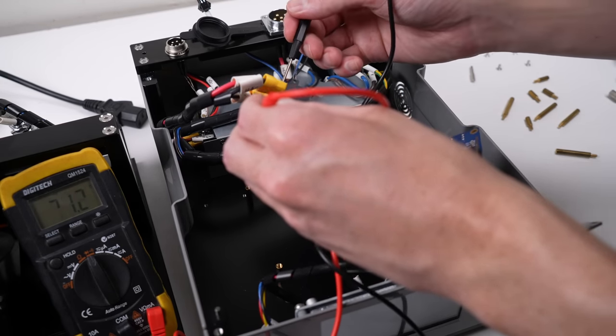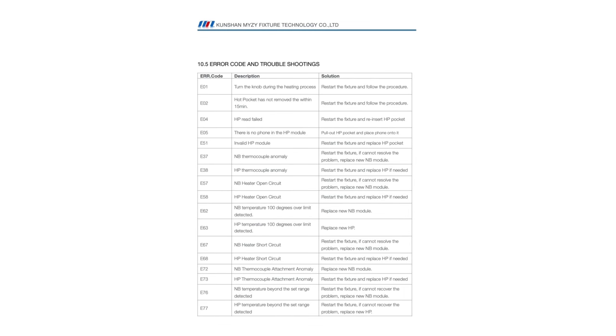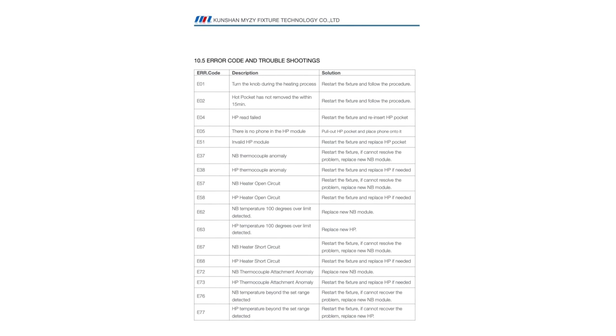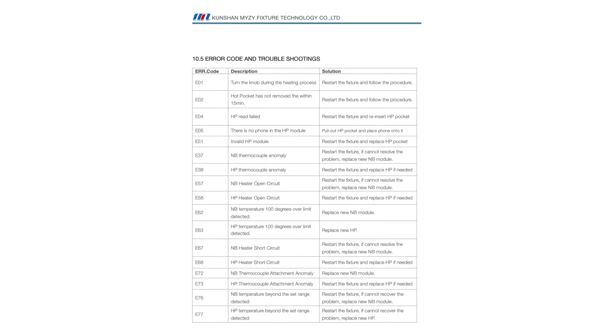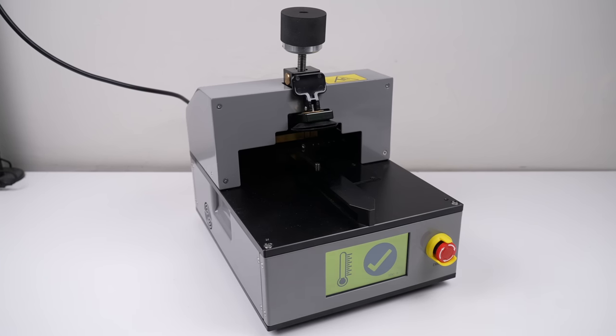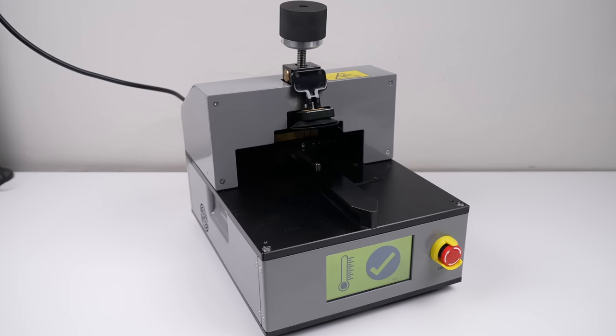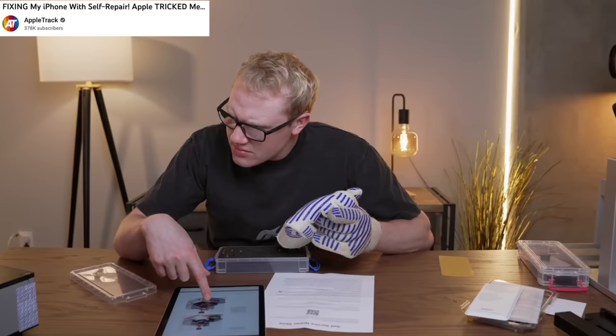get the required info. But then again, the manual has a whole page on error codes, from having no phone detected in the hot pocket to an invalid pocket or shorted heater circuit. These machines are often regarded as very temperamental, easily throwing errors. It's while it heats.